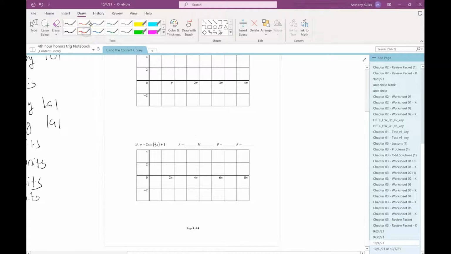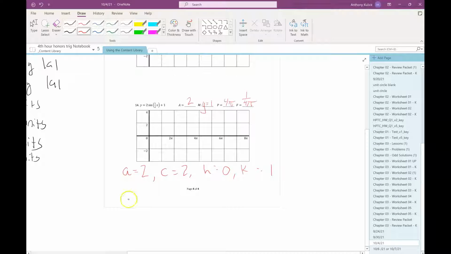Okay. So I would start by identifying my values for A, C, H, and K. So A is 2, C is 2, H is 0, and K is 1. Cool with that? Yep. So the amplitude is just the absolute value of A, so that's 2. The midline is y equals K, so that's y equals 1. The period is 2 pi times the absolute value of C. So that's 4 pi. And the frequency is 1 over the period, so that's 1 over 4 pi.